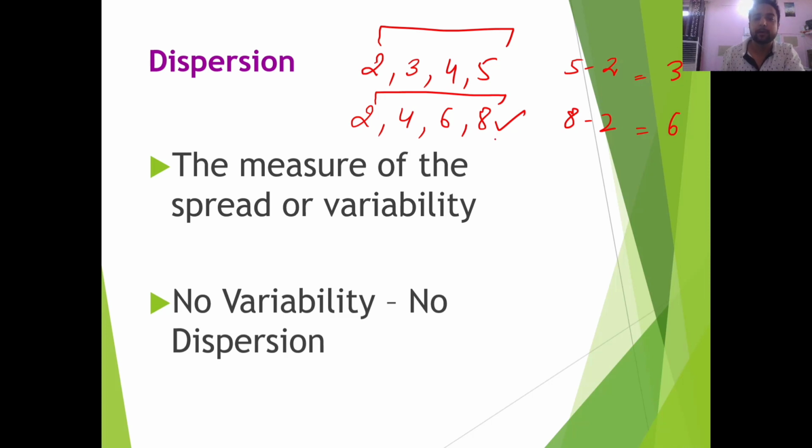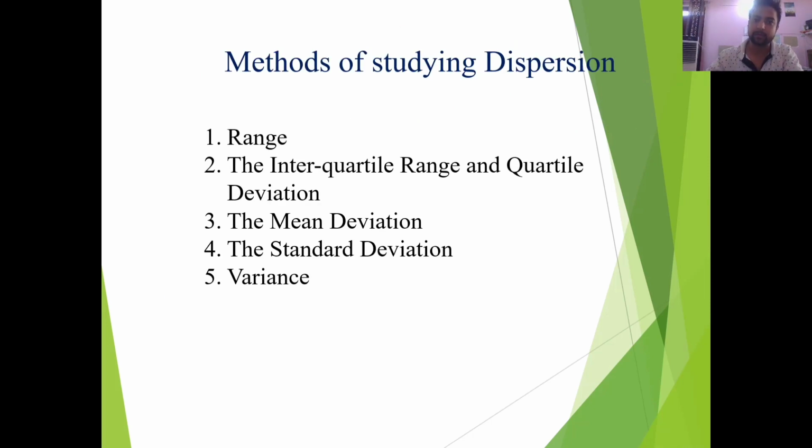So what will happen then? If something is showing more dispersion, that means the values are less consistent, less predictable. And why do we need to use this concept of dispersion? We will be understanding that in the upcoming slides.